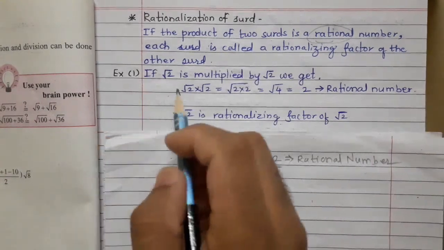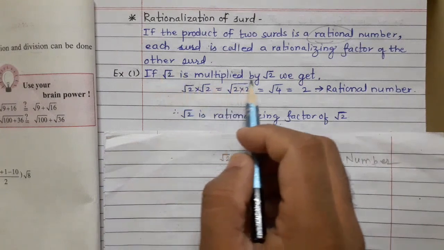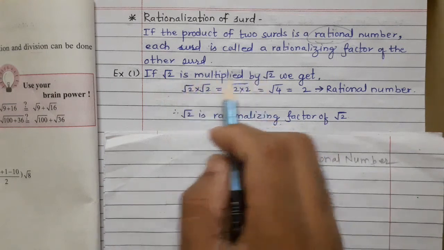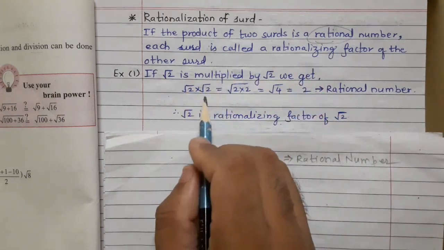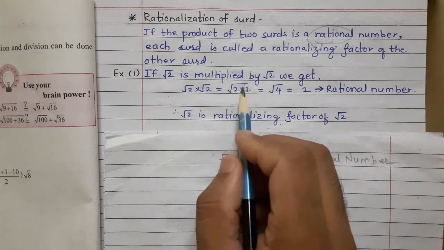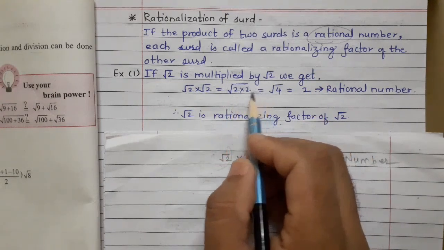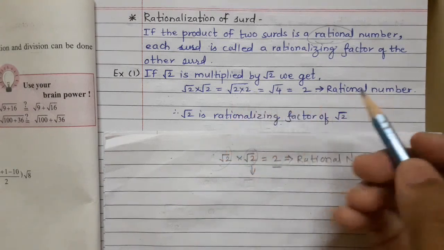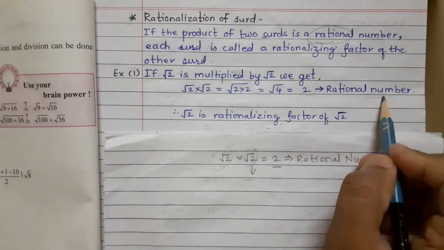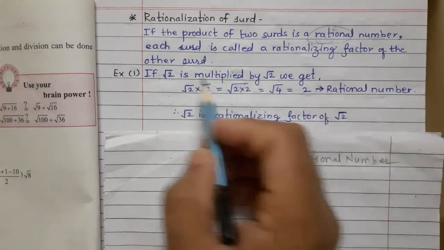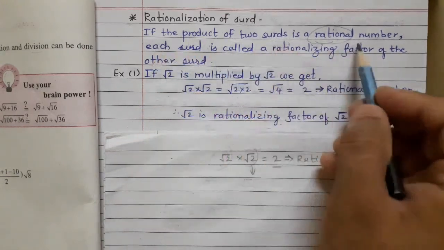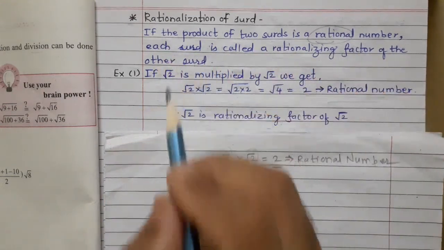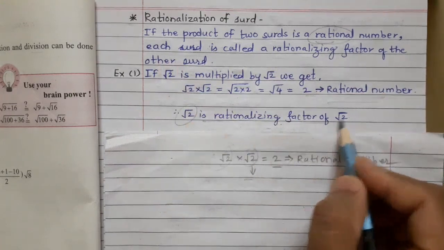See example number 1. If root 2 is multiplied by root 2, that means the product of two surds, we get root of 2 multiplied by 2, and 2 multiplied by 2 is 4, and the square root of 4 is 2. It is very simple. So we have 2 as a rational number, and the product of two surds is a rational number, so each surd is a rationalizing factor of the other. Then root 2 is a rationalizing factor of root 2.